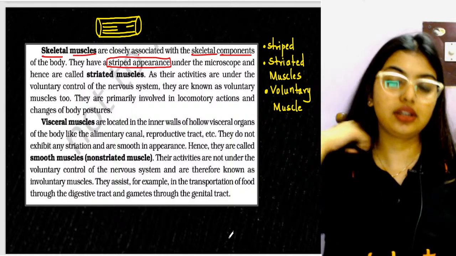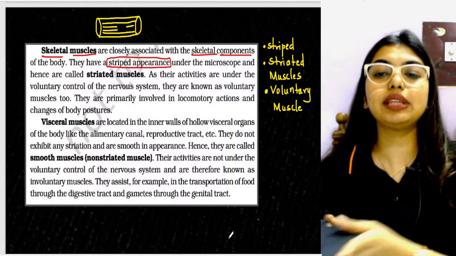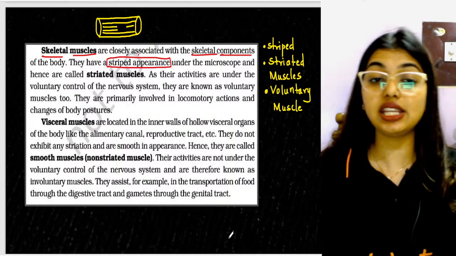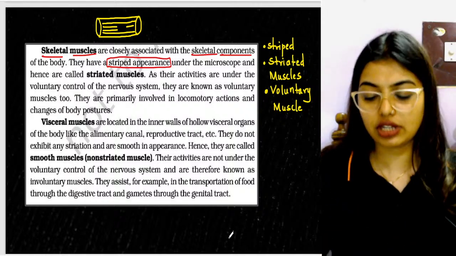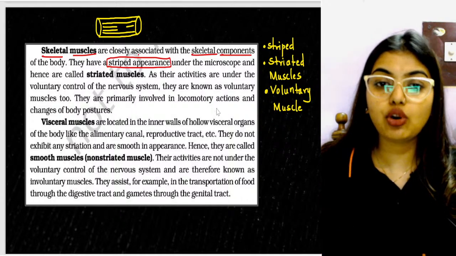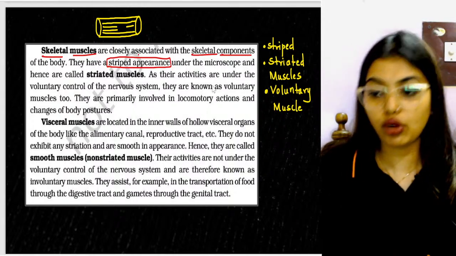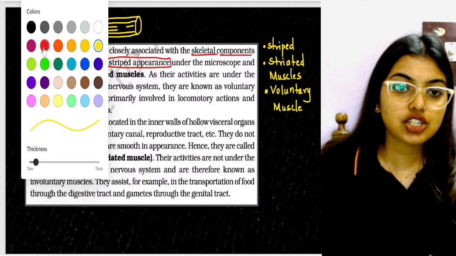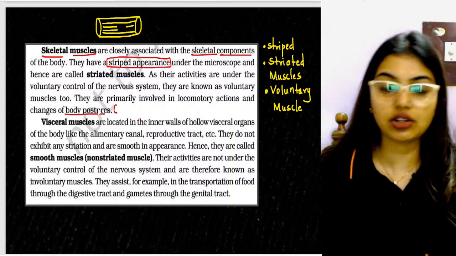Okay, done. The first point to remember about your skeletal muscle is that it is striped in appearance, which gives them the name striated muscles. I've seen in many places they ask questions about striated muscles, and students are like, ma'am, which muscles are they talking about? The answer is skeletal muscles. They are primarily involved in locomotory actions and changes of the body posture, and they are under voluntary control. This muscle helps in the movement of our body.